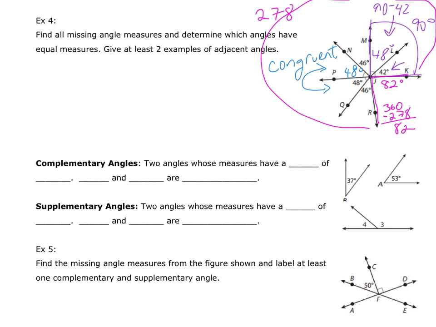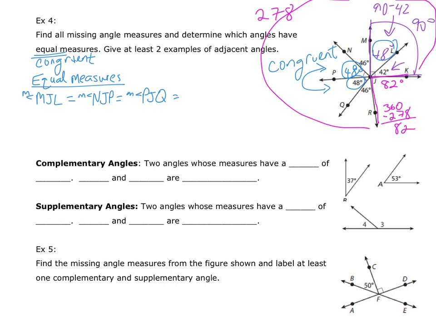So back to our question, now that we found all the missing angles, we need to determine which angles have equal measures. Remember, equal measures means that they are congruent to each other. And you can see over to the side, we have a 48, a 48, and a 48. So there are 3 of them that have 48 degrees. So what I did is I wrote out the measures of each of those angles. So measure of angle MJL, measure of angle NJP, and measure of angle PJQ are all equal to 48 degrees.